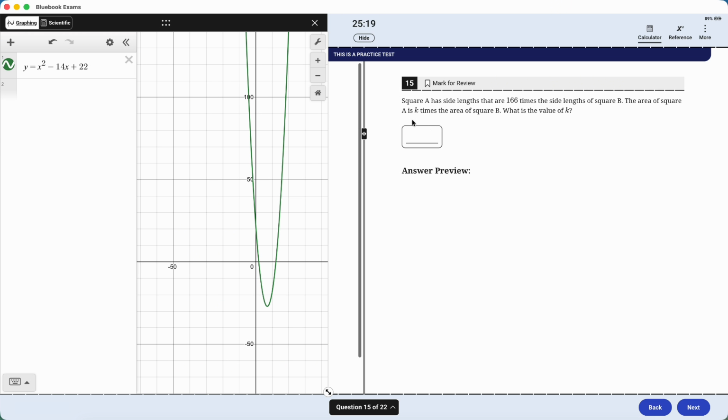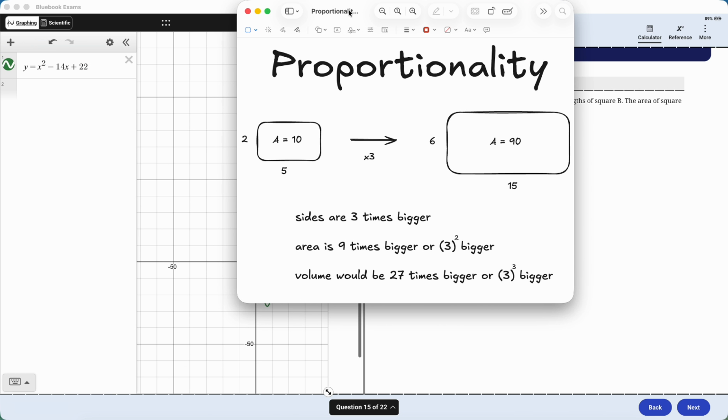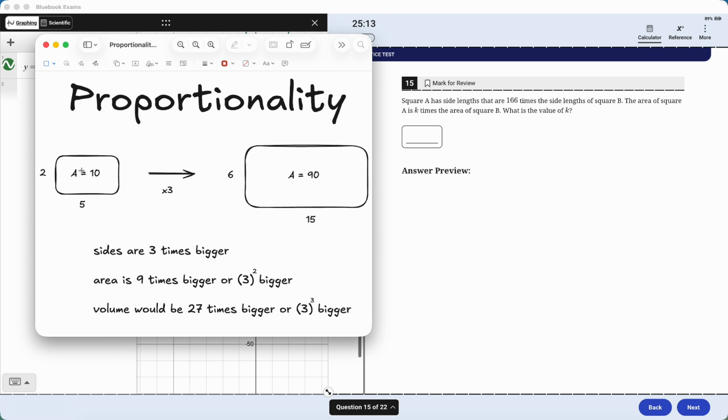Next one, square A has side lengths that are 166 times the side lengths of square B. The area of square A is k times the area of square B. So this is your classic proportionality question. You see, here's an example with two rectangles. Let's say over here, this rectangle has sides 2 and 5. The area would be 10. Let's say we triple the sides, so there's 6 and 15. The area is 90.